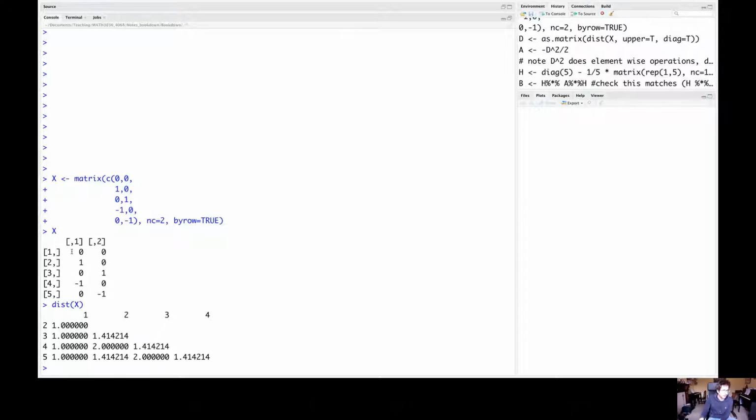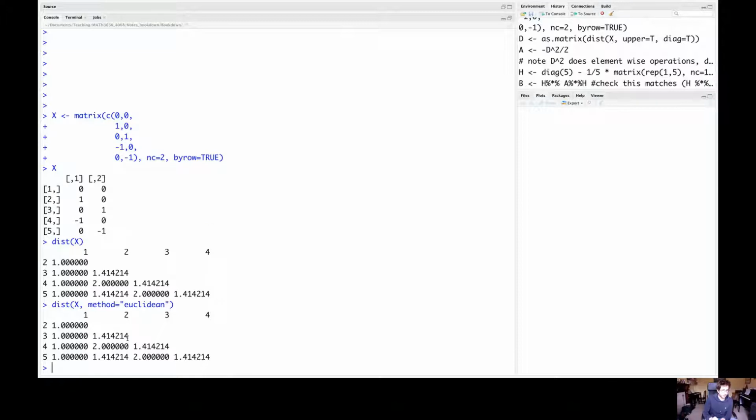Look, the Euclidean distance between point 0, 0 and point 1, 0 is going to be 1. Okay. Whereas the distance between point 2 and point 3, think about it, it's going to be the square root of 1 squared plus 1 squared, the square root of 2. That's what we get. Okay. Now, this command, you can put in different choices of distance here, but the default is the Euclidean distance, which is what we're using.